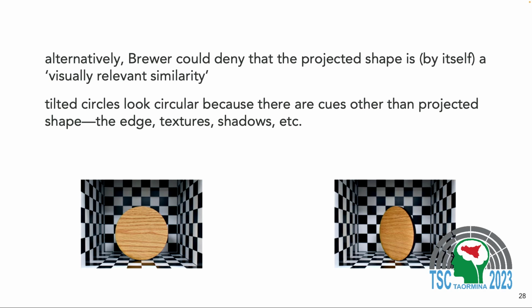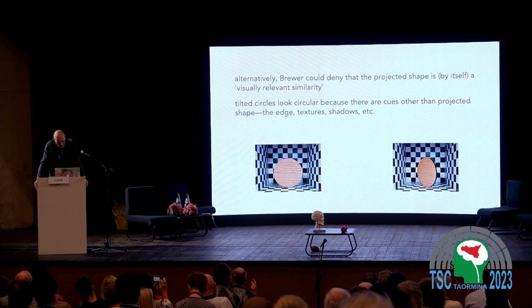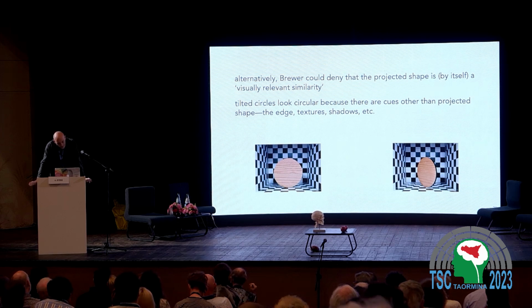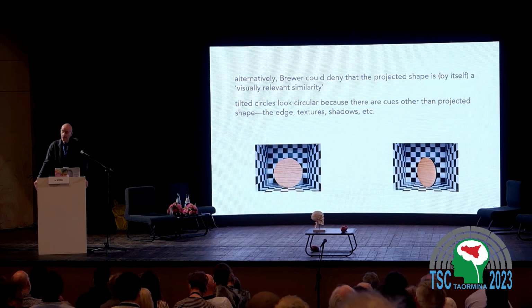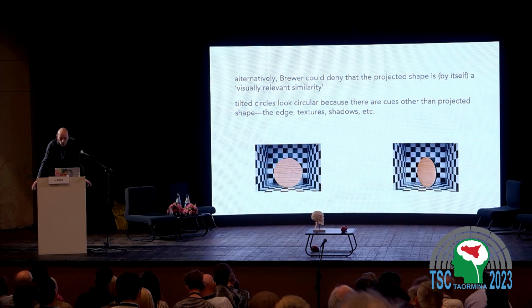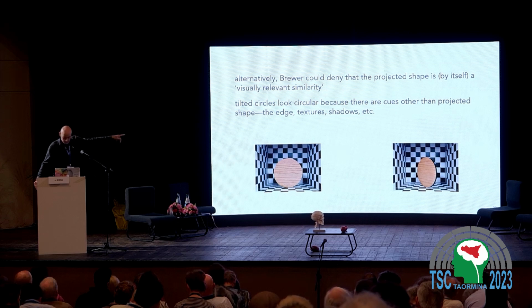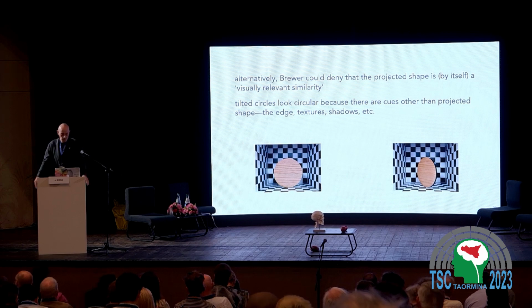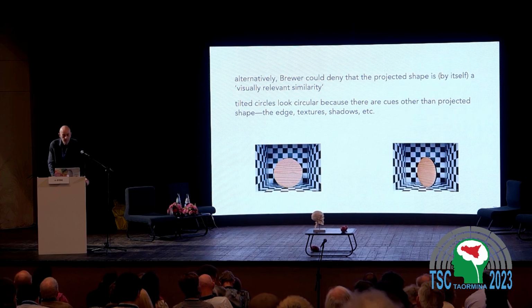So there's another thing that Brewer could say, a much more plausible thing. He could say, well, all that stuff about projected shape being a visually relevant similarity was just a big oversimplification on my part. In fact, the true story is much more complicated. And he would be right about that, because the explanation of why tilted circles look circular is that there are many other cues, other than projected shape. There's the edge of the disk, which you can see is tapering towards the top and towards the bottom. There's the texture of the disk. There's the texture of the background. There are shadows, and so forth. There are all sorts of complicated cues that the visual system can use to recover the actual shape of the disk.